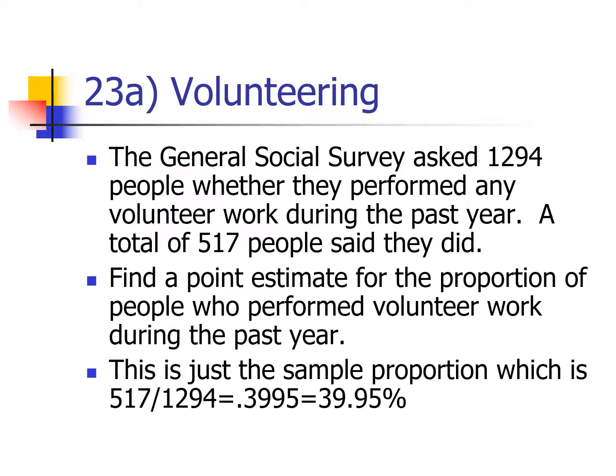So what's our point estimate? Point estimate is just a fancy word for sample proportion. So the sample proportion is 517 out of 1294. Put that in your calculator. It's just about 40%. So 40% of our sample has done some type of volunteer work.